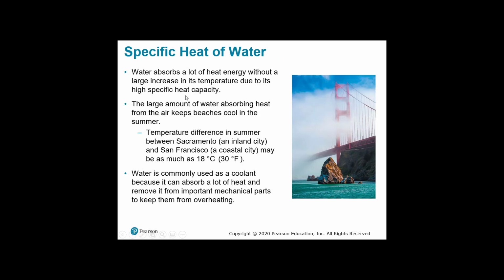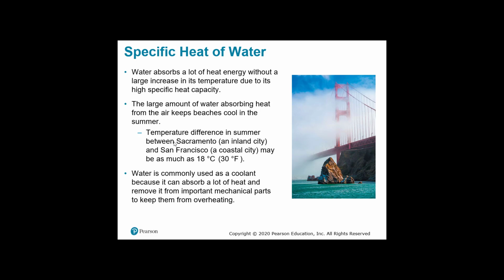So again, this is just an example of what I talked about, sand and water. Water absorbs a lot of heat energy without a big increase in temperature. So the temperature difference in summer between Sacramento and San Francisco, one inland, one coastal, could be as much as 30 degrees Fahrenheit, 18 degrees Celsius. It is because the sun's beaming down in the same general area, but water stays cold because the specific heat value is very large. Everything else tends to be a lot lower. It does not retain the heat.